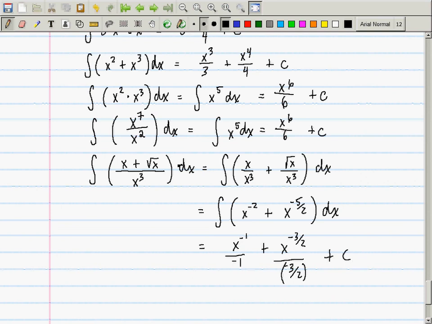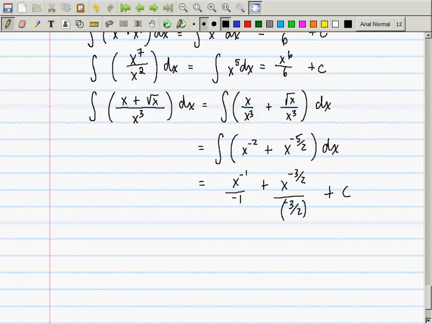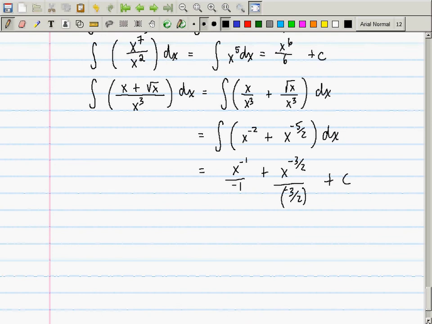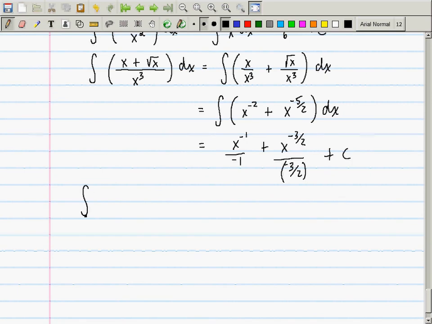Okay. So then how about this one? The antiderivative of 5x squared plus x to the x to the x plus 3x minus x to the x to the x plus 7 dx.